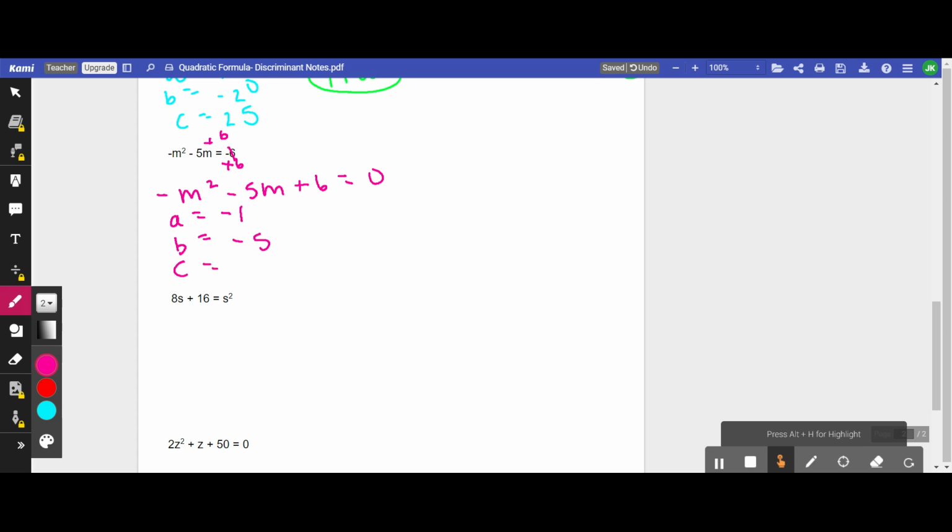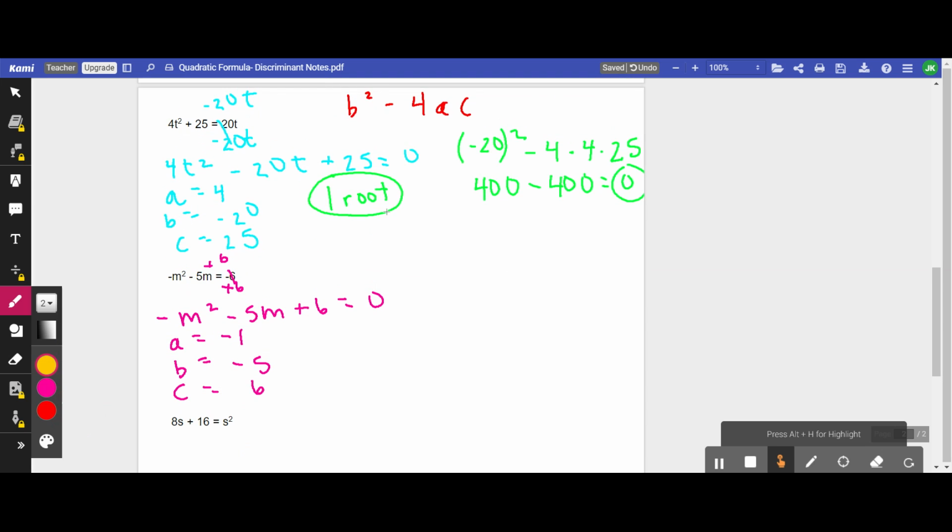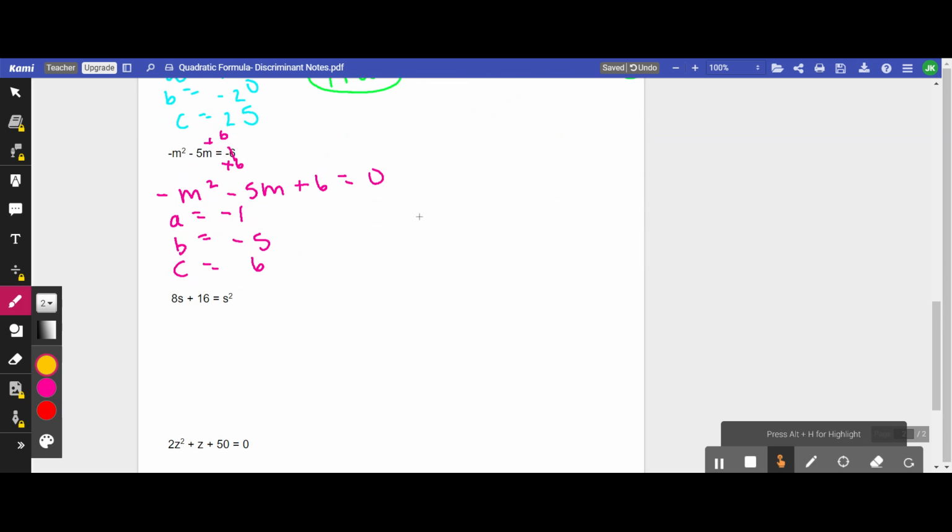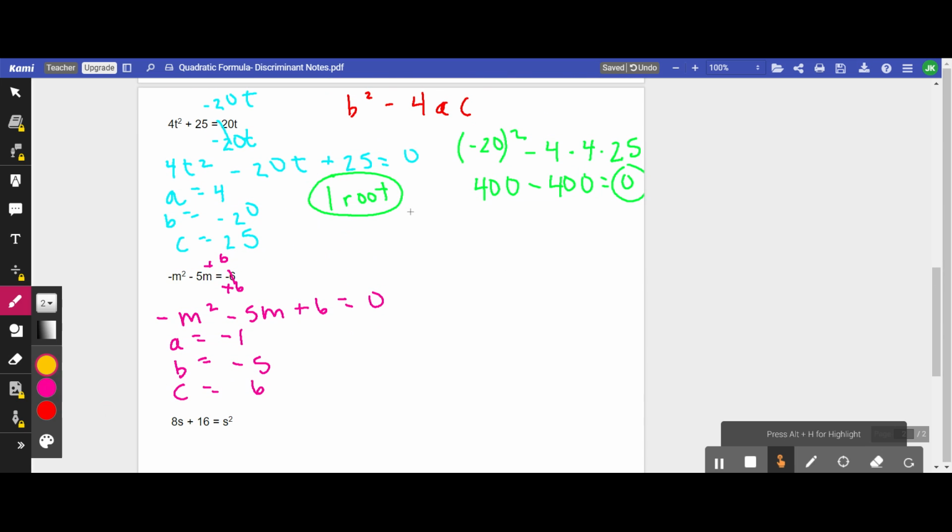And then c is your constant, the number by itself. So here it'll be 6. And then you can sub them in after. So remember, it's b squared minus 4ac. So your b will go in first there. Your b here that we got was negative 5, so it'd be negative 5 squared, just first. It's a negative, so I'll make sure it's in parentheses.